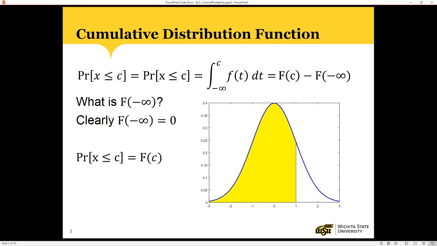Well, since we have 0 for the last term in the first line, that means that the probability that x is less than or equal to c is the cumulative distribution function F of c. So the fundamental theorem of calculus tells us that the derivative of the cumulative distribution function is the probability density function.